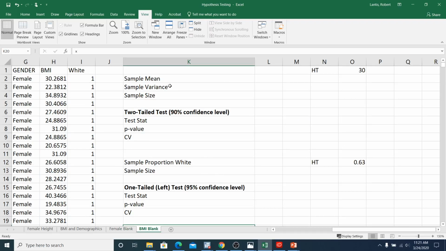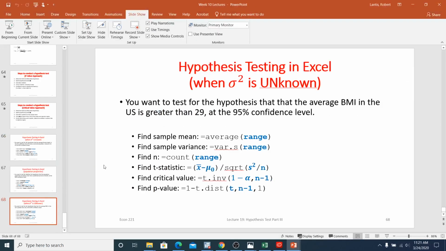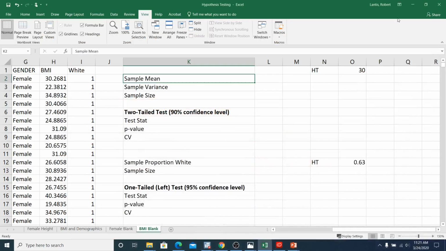The first one is going to be very similar to what we just did, but we're going to be dealing with a sample mean, and now I don't know the population variance. So in the slides, this is actually the last one. Let's say we want to test for whether or not the average BMI in the US is greater than 29. And we're going to do this at a 95% confidence level.